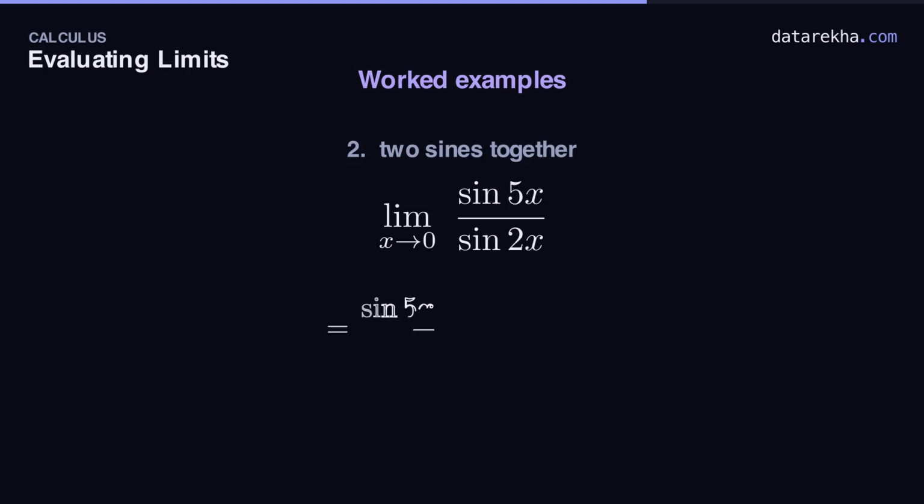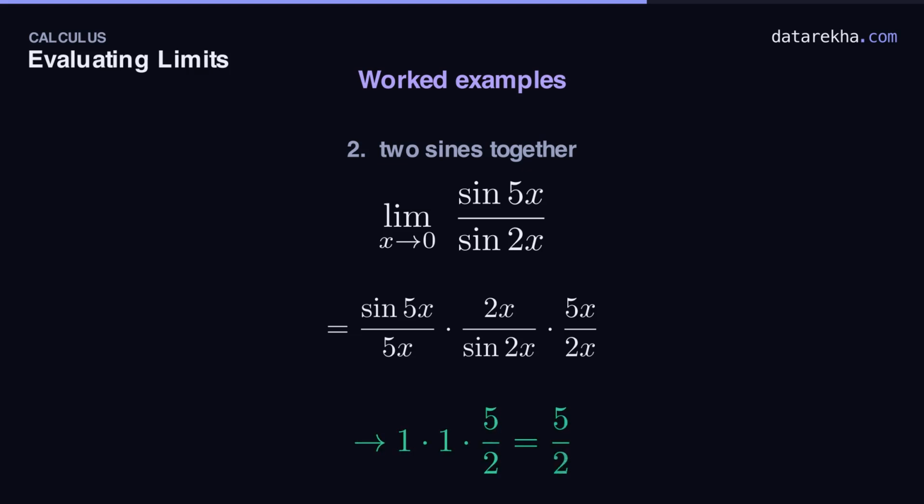Split it into 3 factors. Sin 5x over 5x, standard. Its partner, 2x over sin 2x, also standard. And what's left? 5x over 2x is just the constant 5 halves. Take the limit. The first factor tends to 1. The second tends to 1, and the constant 5 halves just sits there. 1 times 5 halves. The limit is 5 over 2.